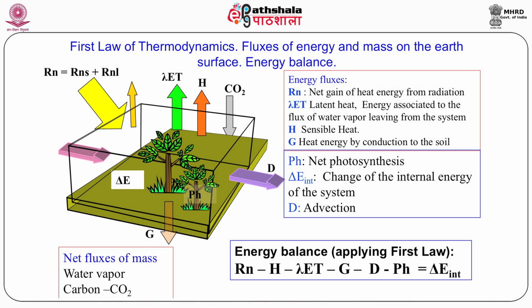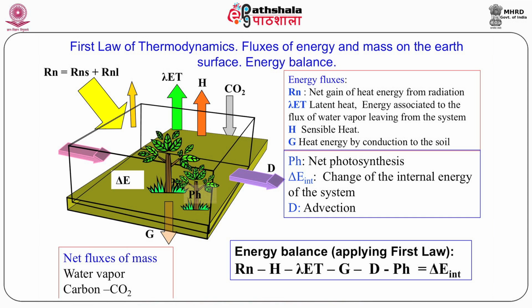Here we are trying to understand fluxes of energy and mass at the surface of the earth. Is there any balance? If you see the picture, there is a tree in an environment. Now you can see that Rn is the net gain of heat energy from radiation coming from the sun. Then lambda Et is the latent heat, that is the energy associated with the flux of water vapor leaving the system, and H is the sensible heat. G is the heat energy by conduction to the soil. Then Ph is the net photosynthesis. Delta E is the change in the internal energy.